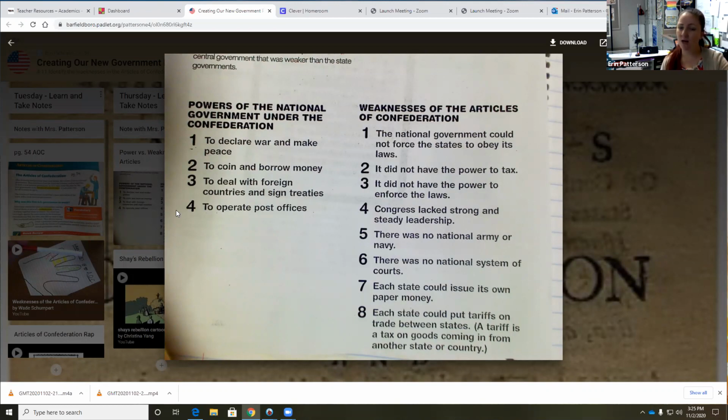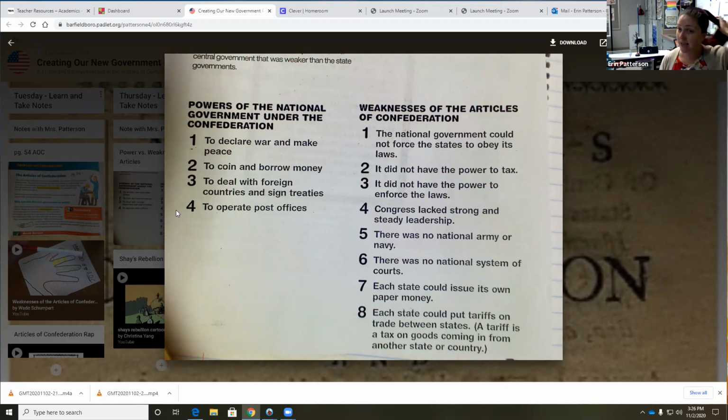If you think about number one, they could declare war and make peace. But look at the list of weaknesses. There is a definite problem on the list that kind of cancels that power out. Anybody see number 5? There was no national army or navy. So we can declare war with what? We have no army or navy. Yay, government. Not.